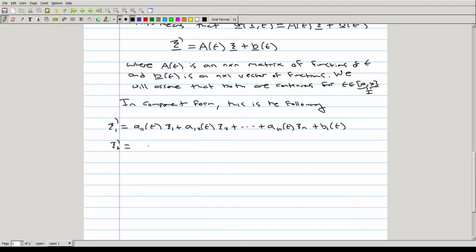xi2 prime will be a21 of t times xi1, plus a22 of t times xi2, all the way up to a2n of t times xin, plus b2 of t.